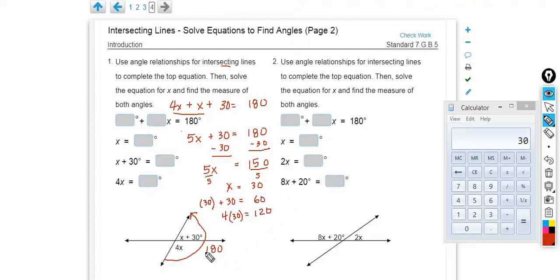Okay, so if we add the x plus 30, which is 60, and the 4 times 30, which is 120, when we add them together, we get 180. So that's the check, which is 120 plus 60. Add that together, that gives us 180, which checks out.